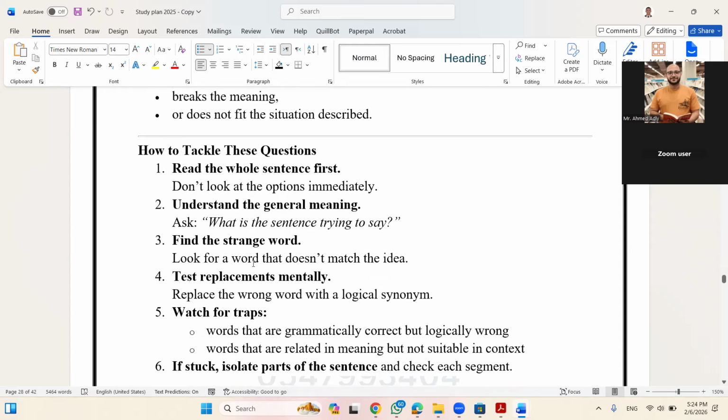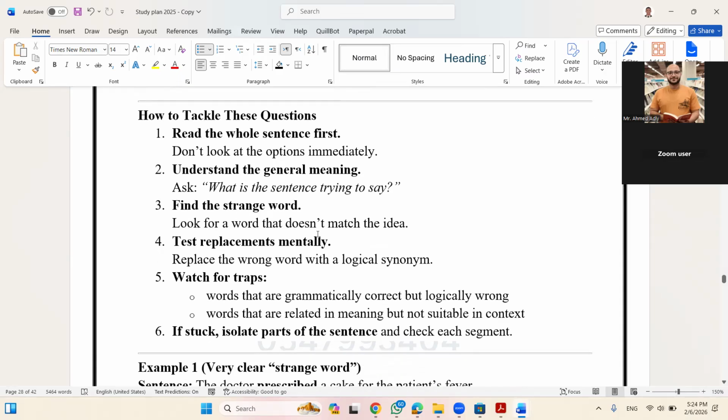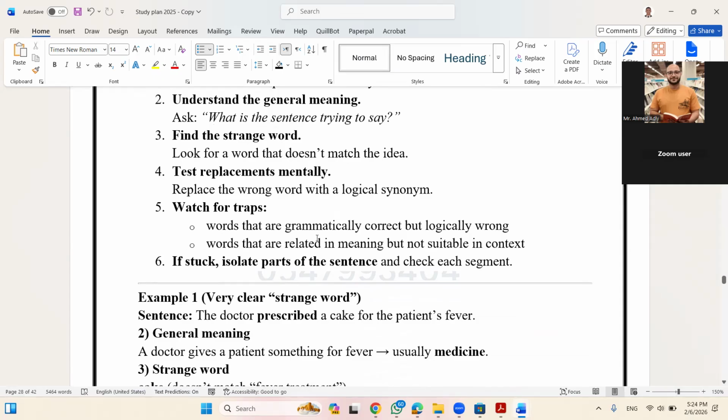What should we do to tackle this kind of question? Number one, never look at the options. Just look at the sentence first. Read the sentence first. Understand the general meaning, what it is about. Ask yourself, what is the sentence trying to say? Number three, find a word that breaks the flow of the sentence, the logic of the sentence, not the grammar. And there's something that I prefer my test takers to do. Try to replace this word with something else. If it's replaced, then this is the wrong word.